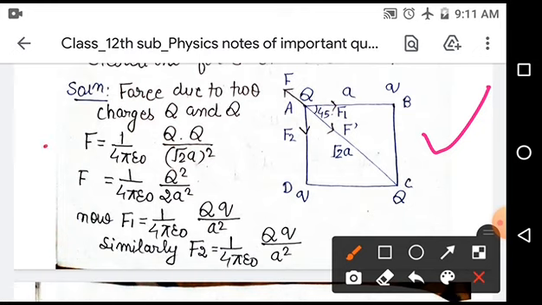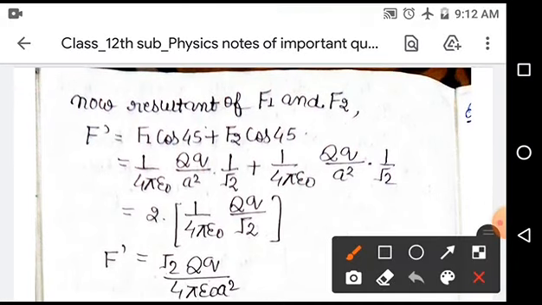So it will be F is equal to 1 upon 4 pi epsilon naught, capital Q into capital Q upon (root 2 a) square, where root 2 a is the distance between two charges capital Q and capital Q, and it is also the length of a diagonal. In the same way, we will find F1 and F2, where F1 is the force working between two charges capital Q and small q. In the same way, F2 is also a force working between two charges capital Q and small q.